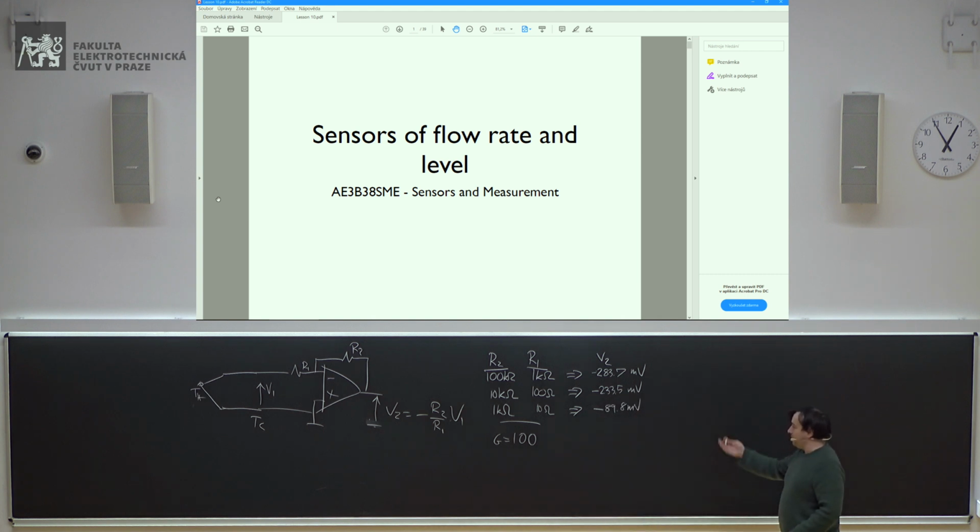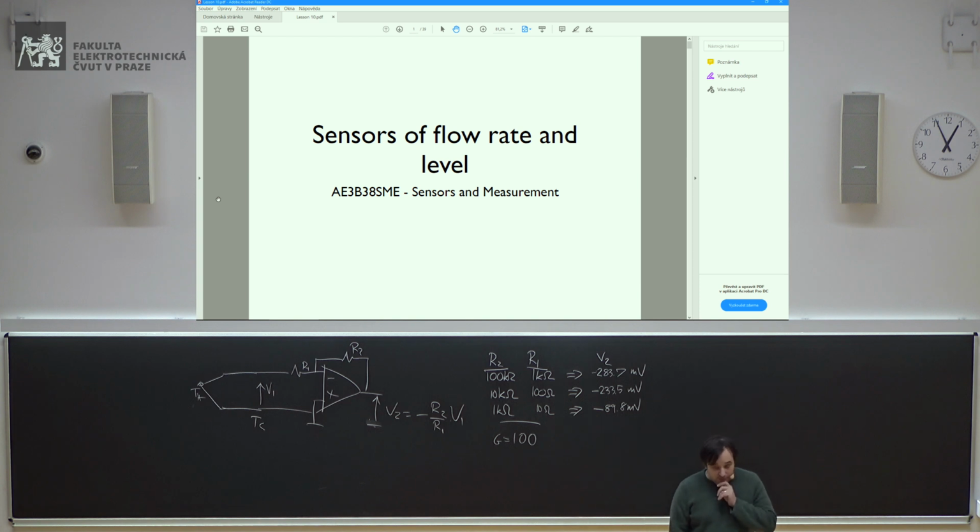So despite the gain being always the same, we get three different voltages, which sometimes are very, very different. I mean, here we have about 90 millivolts and here 284. That's quite a difference. And the question of the laboratory was, okay, tell me why.